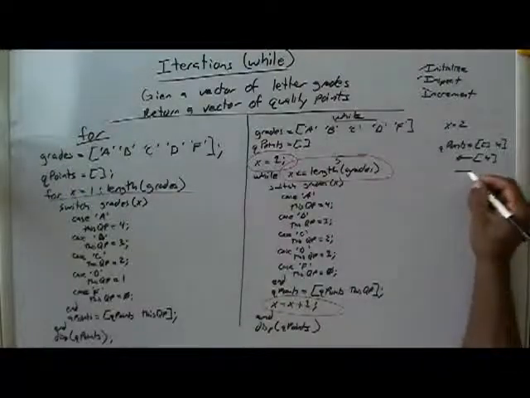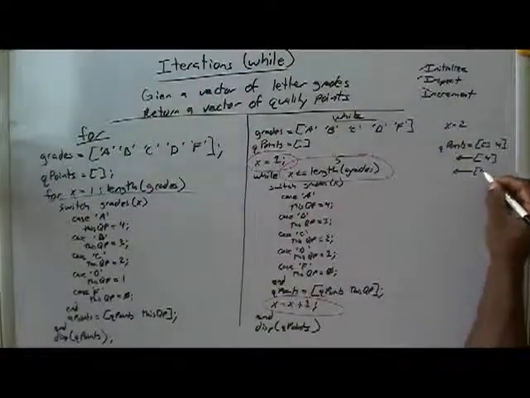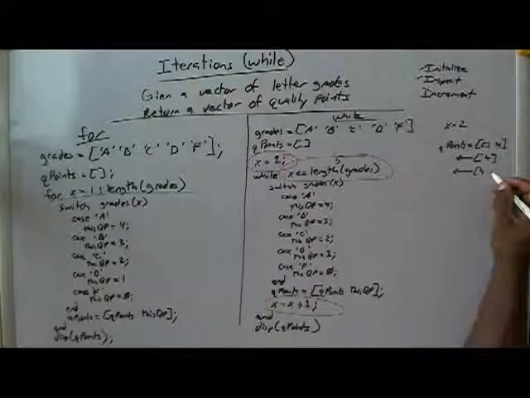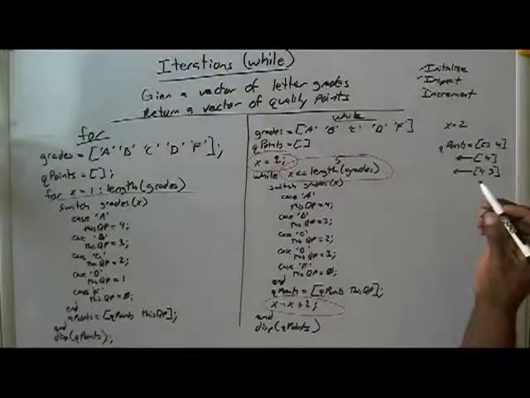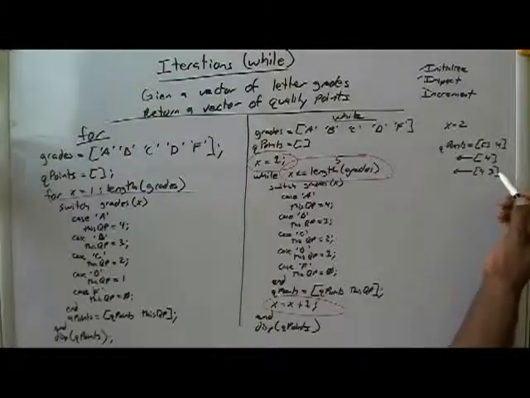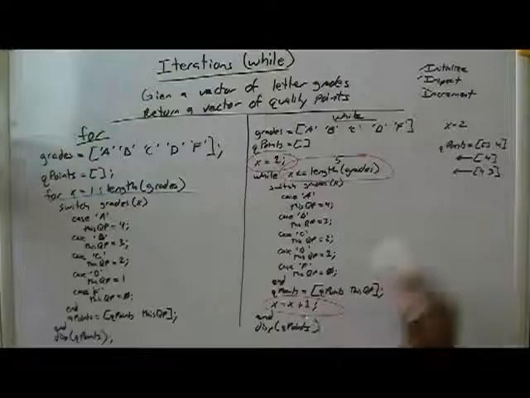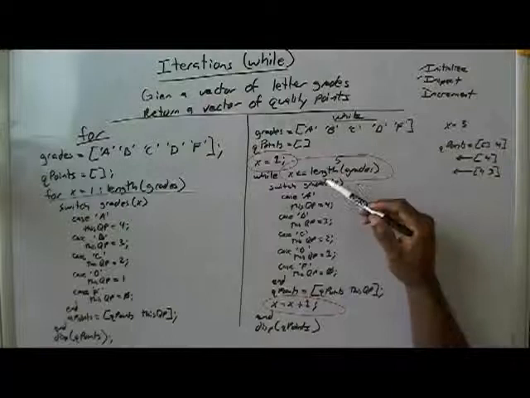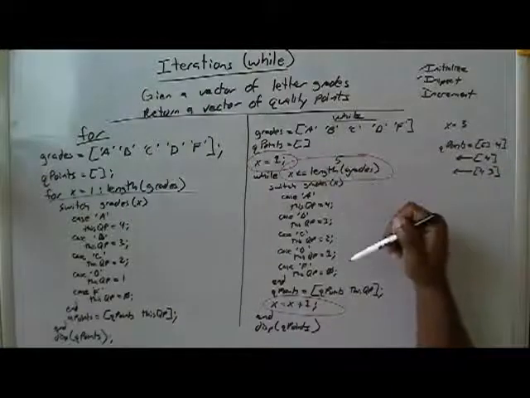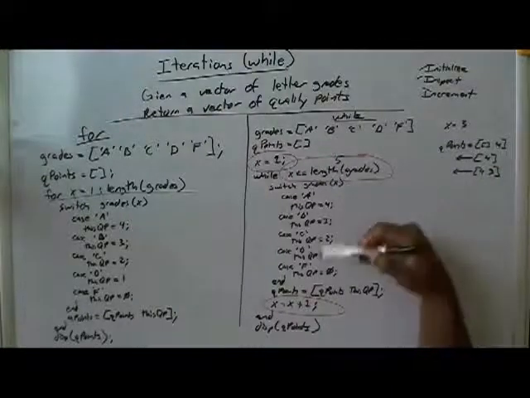So now Q points gets what it used to be, which is 4, concatenated with 3. Okay. So now Q points is 4, 3. X gets incremented again, we get 3. Go back up to the top. 3 is less than 5, so you pass this test, it's true, and you go through again.